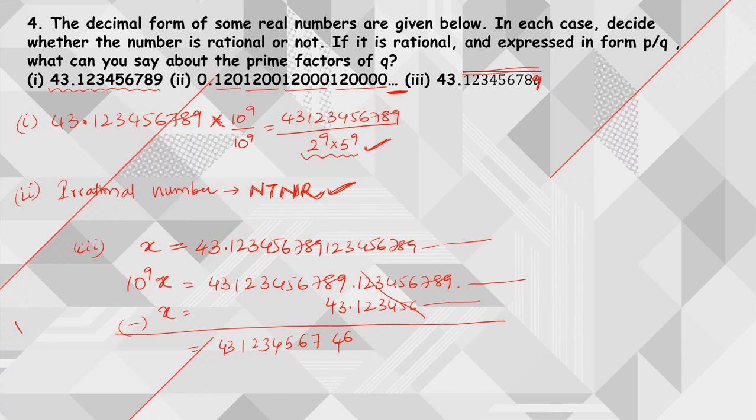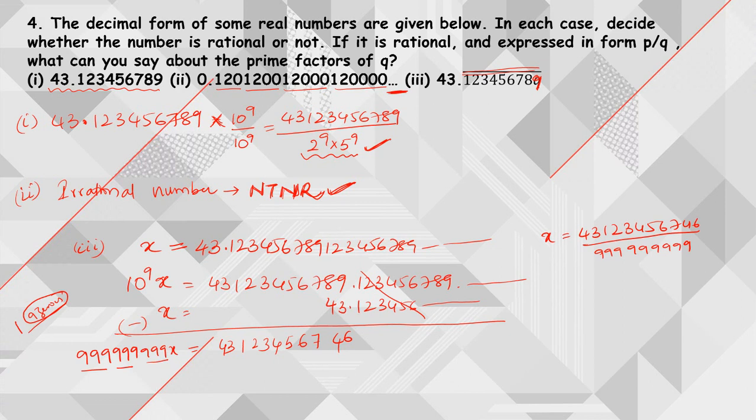10 power 9 means 1 followed by 9 zeros. When you subtract 1 from 1 followed by 9 zeros, you get 9 nines. So totally we get 9 nines times x. From this I can write x as 43123456746 divided by 999999999, so totally 9 nines.